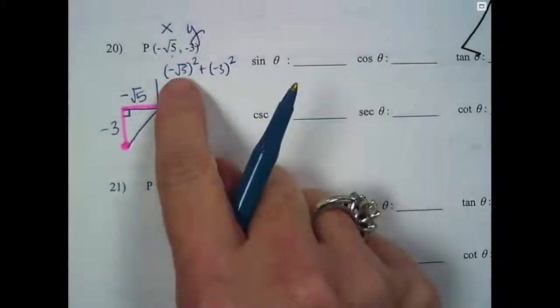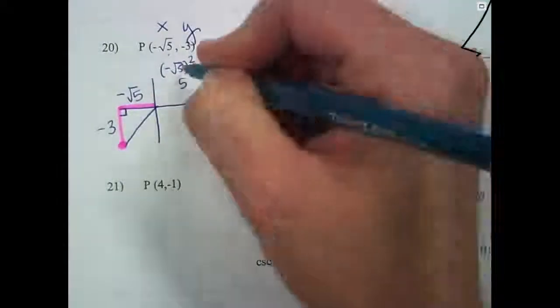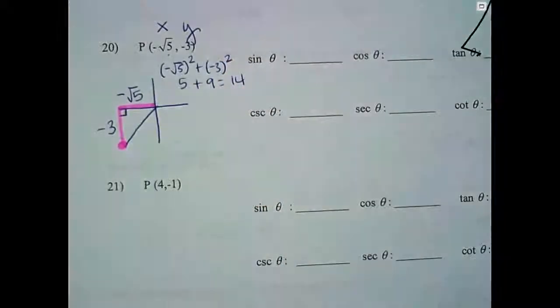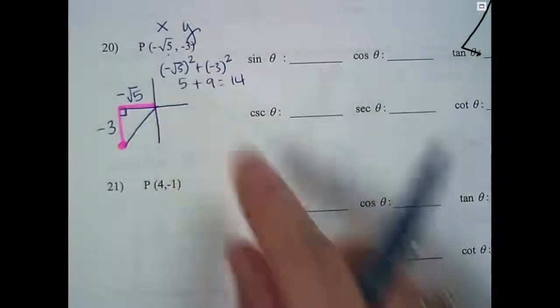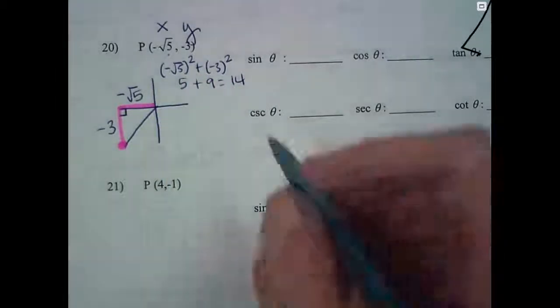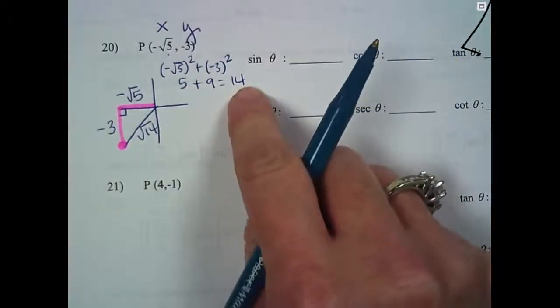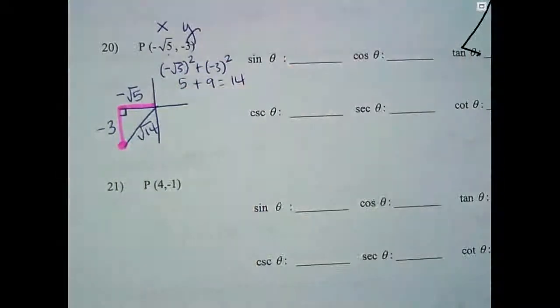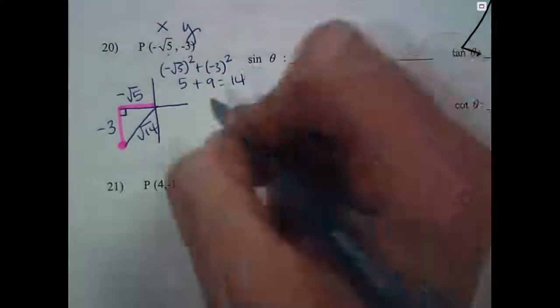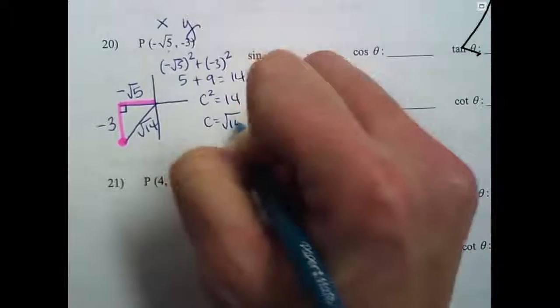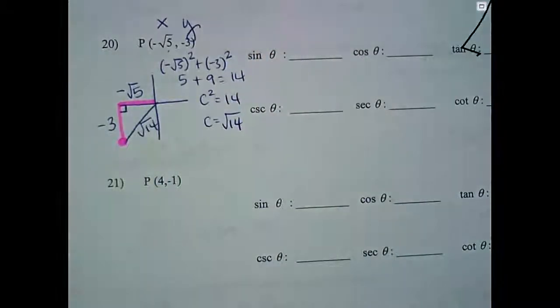This is 5, right? And this is 9. You just be sure to put your parentheses. So then this is the square root of 14, because this is c squared. If you write yourself a note, c squared equals 14, so c equals the square root of 14, right? Try to take really good notes for this one.